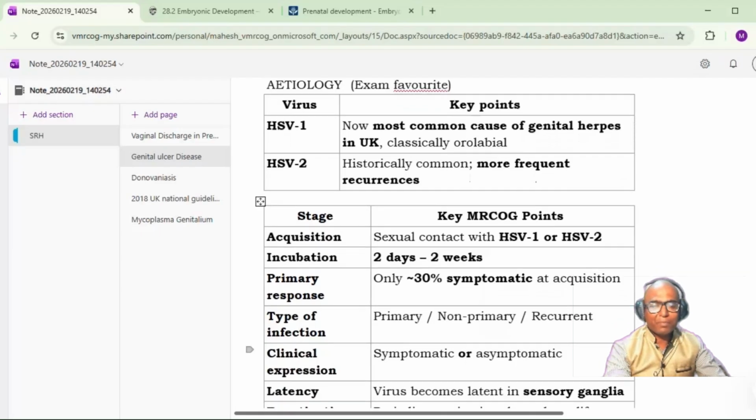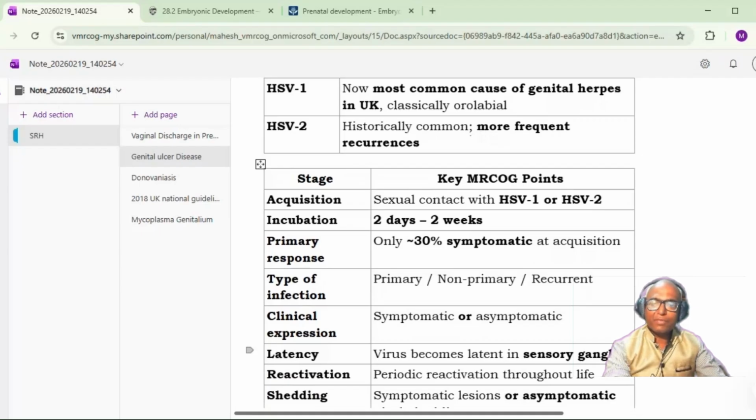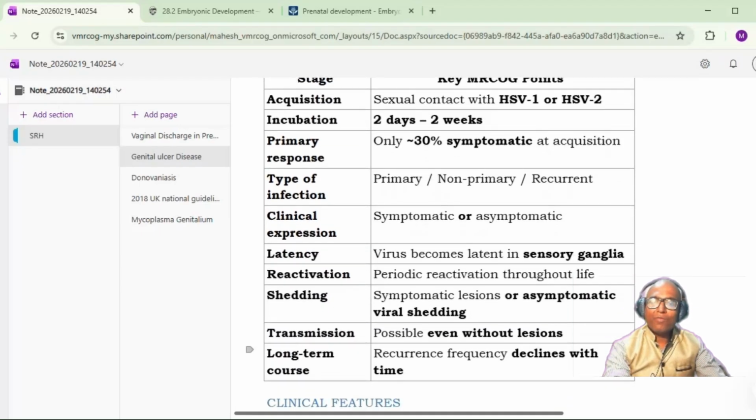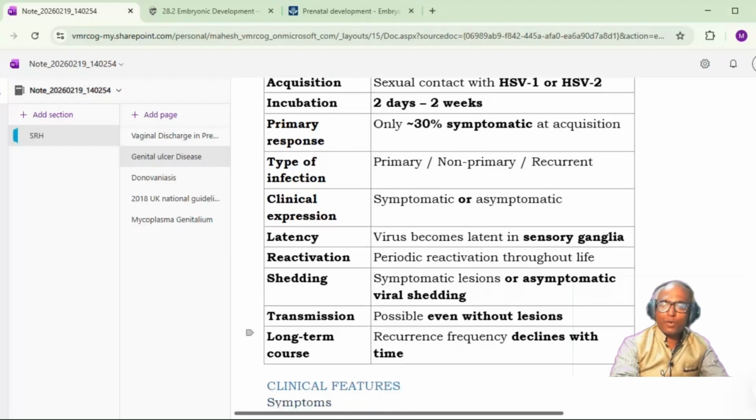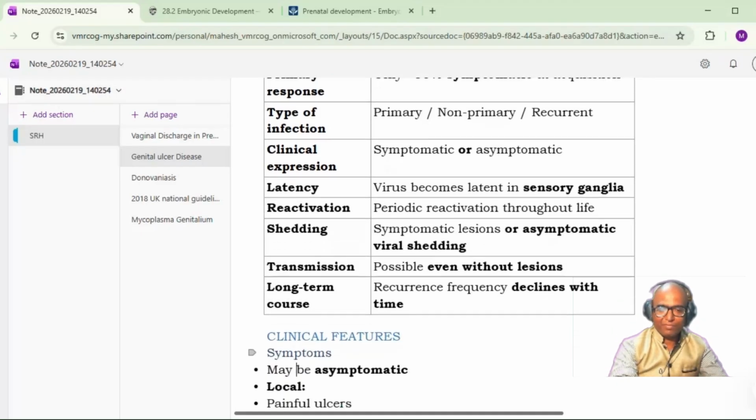And the type of infection may be primary, non-primary, or it may be recurrent infection. Clinical expression may be symptomatic or asymptomatic. Virus becomes latent and goes into the sensory ganglia. There is a periodic reactivation throughout life. Symptomatic lesions or asymptomatic viral shedding can also happen, and that is responsible for the recurrences. And it is mainly with HSV2. Transmission is possible even without the lesions, and in the long-term course, recurrence frequency declines with time.